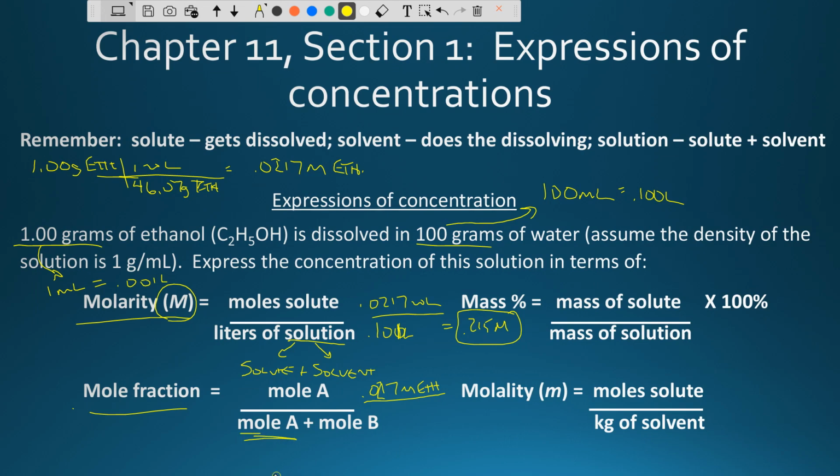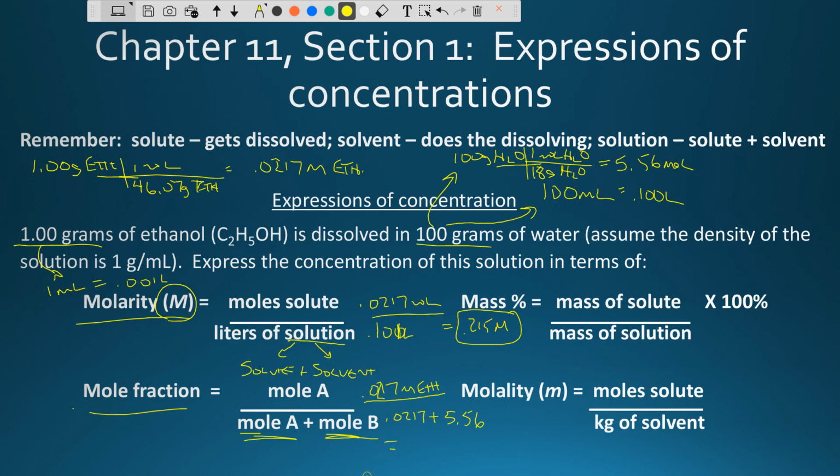Okay, but notice that it's mole fraction of the solution. And so I take my 0.0217 plus, I don't know the moles of my water. I know grams. So 100 grams of water, I've got to convert that, don't I? So I take 100 grams divided by 18. That will give me moles of water. All right, and that ends up being, let's see, 5.56 moles of water.